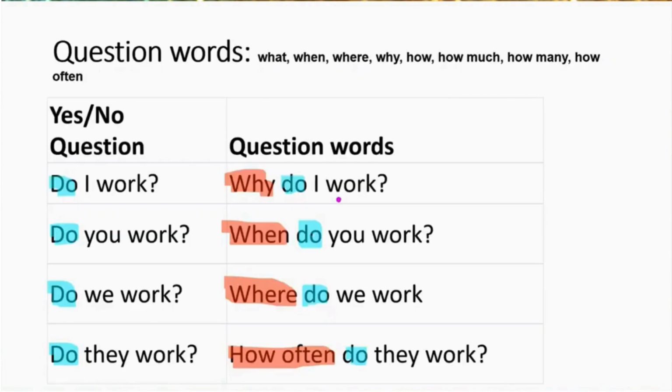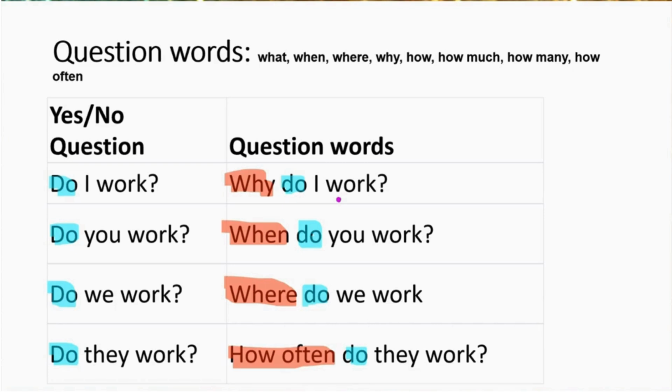When we ask questions using do or does, such as do I work? Do you work? Do we work? Do they work? Does he work? Does she work? Does Sarah work? Does it work? The response will be in yes or no. So that's why they are called yes or no questions.